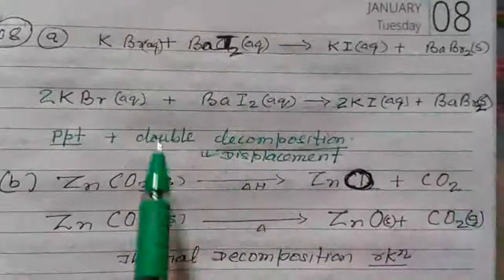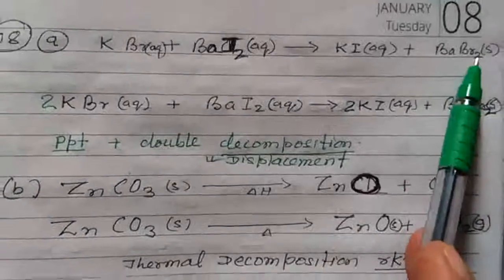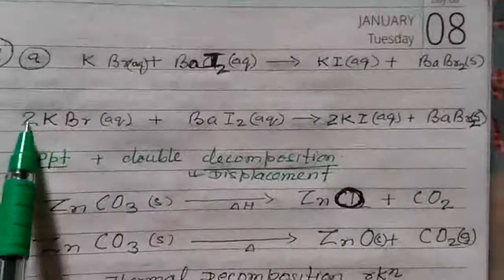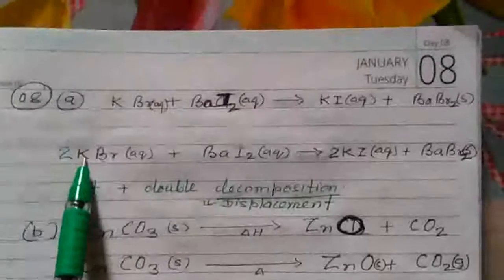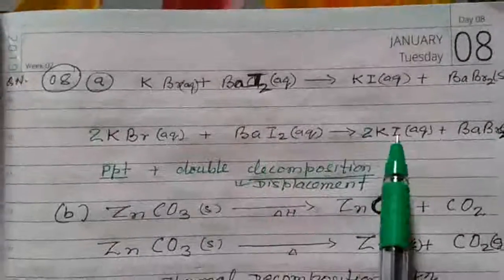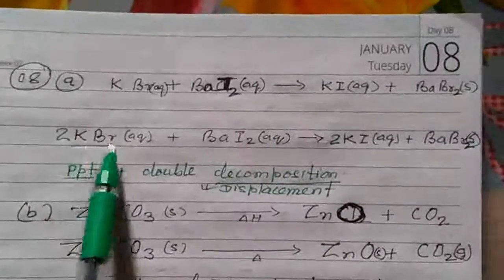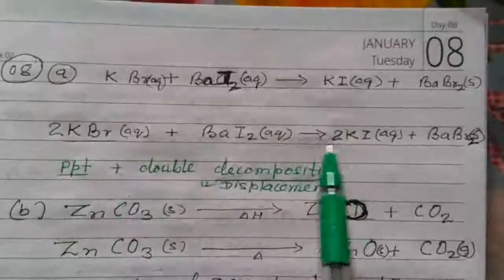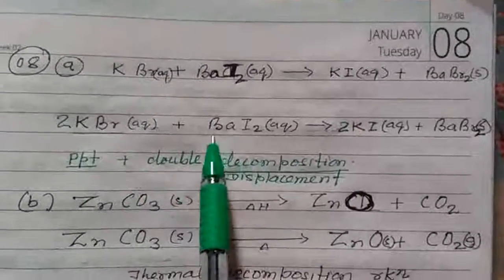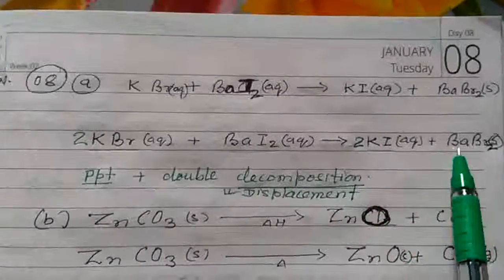When we try to observe the balancing, here barium is 2, here barium is 1, so make it 2. Potassium again becomes 2, so make potassium 2, and iodine is 2. So 2 molecules of potassium bromide and 1 molecule of barium iodide form 2 molecules of potassium iodide and 1 molecule of barium bromide.